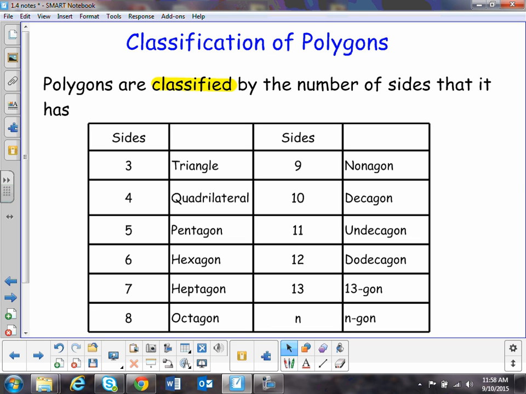N-gon represents a polygon for n number of sides. So all of these right here are all n-gon. This angle right here has 4 sides, so n would equal 4. We would use this angle, okay? So n-gon represents any number of sides, okay? All right, moving on.